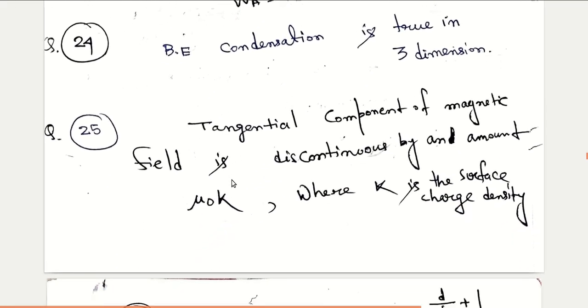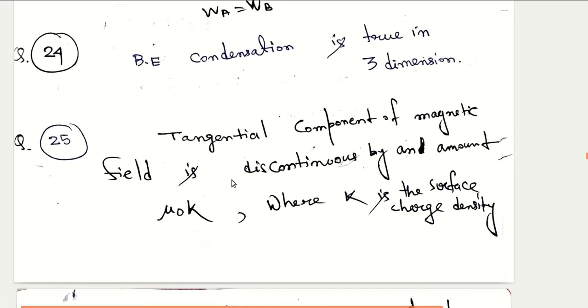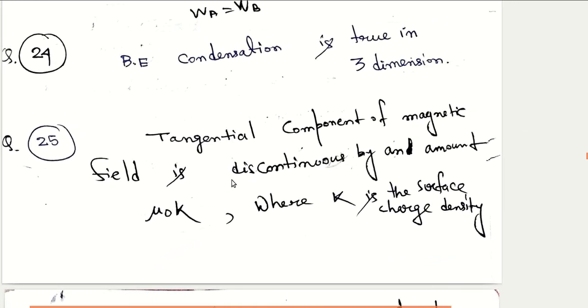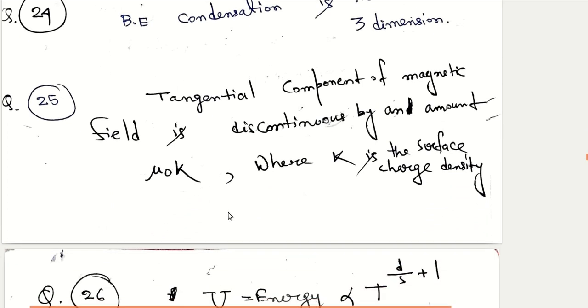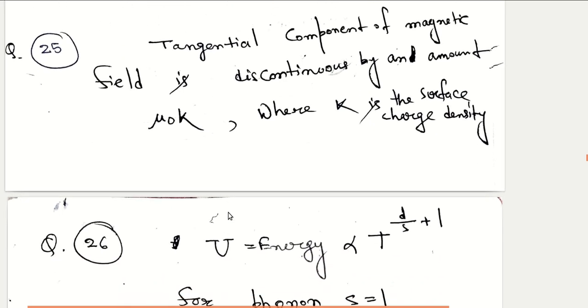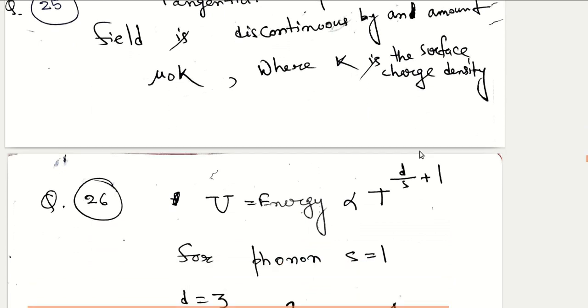Next question is about BE condensation, in which dimension it is true. You know that in 1 and 2 dimensions BE condensation is not possible. BE condensation is possible only in 3 dimensions. Question 25 is that the tangential component of the magnetic field is discontinuous by an amount mu0 k, where k is the surface current density. That is an informative question.